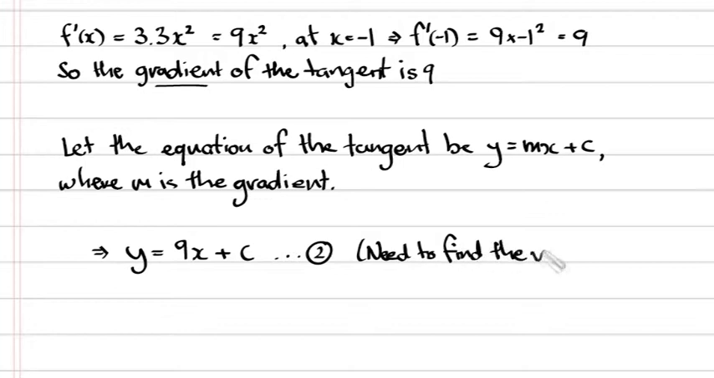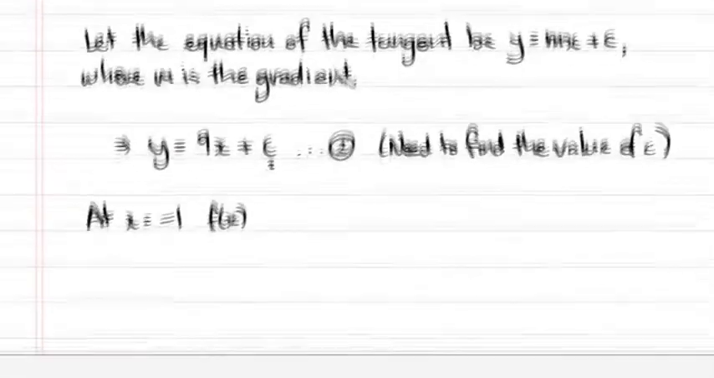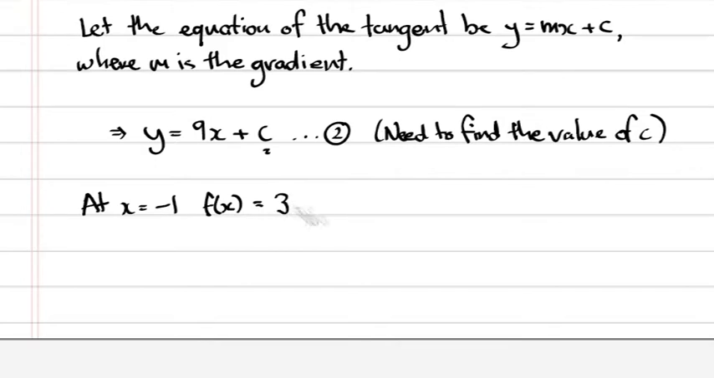Now we need to find the value of c, and we go about doing that by referring back to equation 1. We need to actually find f of negative 1, so we need to substitute x equals negative 1 into our original equation, and that gives us f of x equals 3 times minus 1 cubed minus 2, and that's equal to minus 3 minus 2 or minus 5.